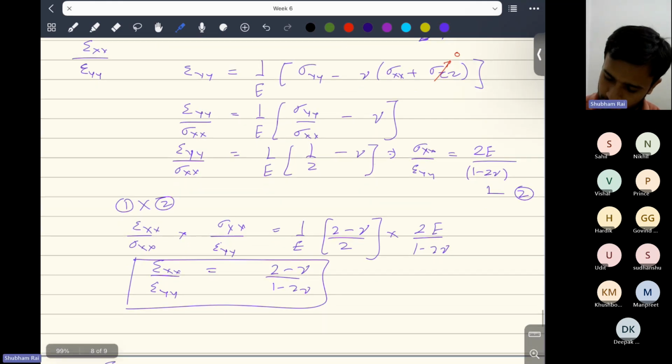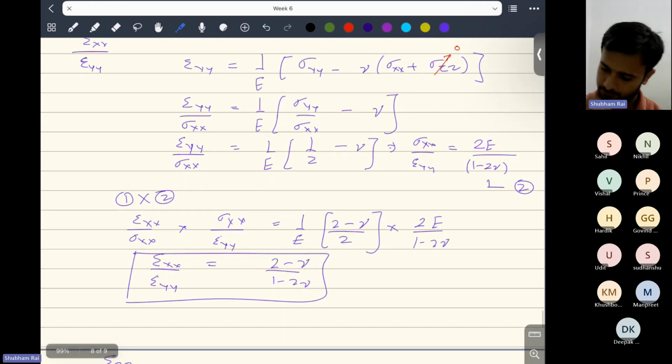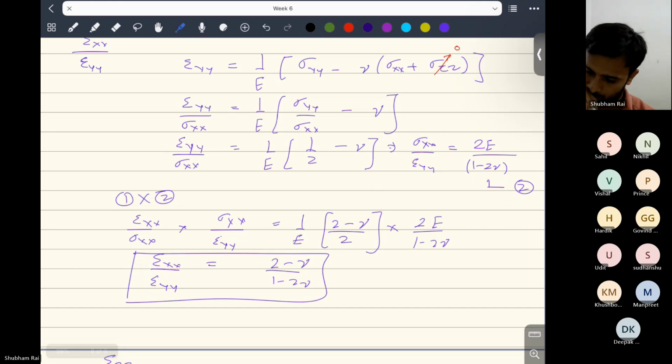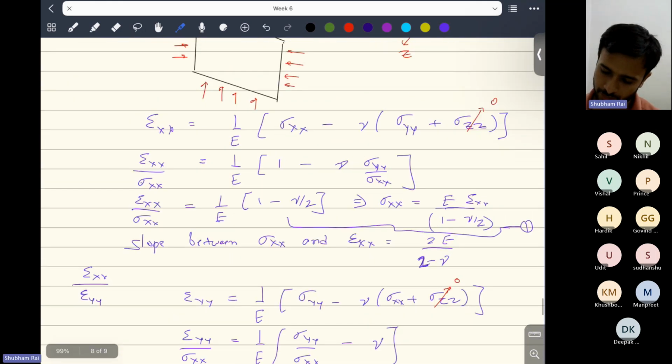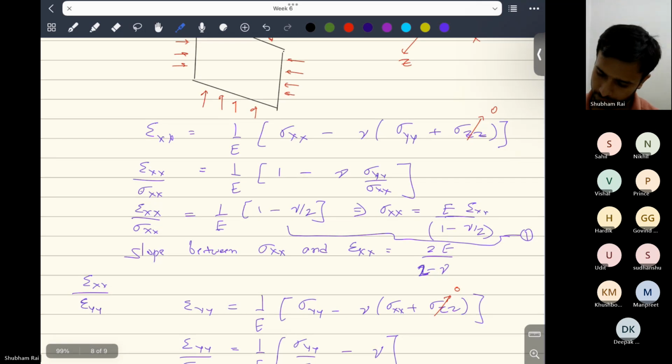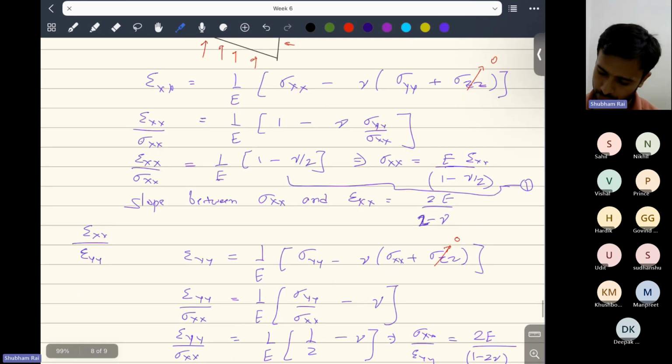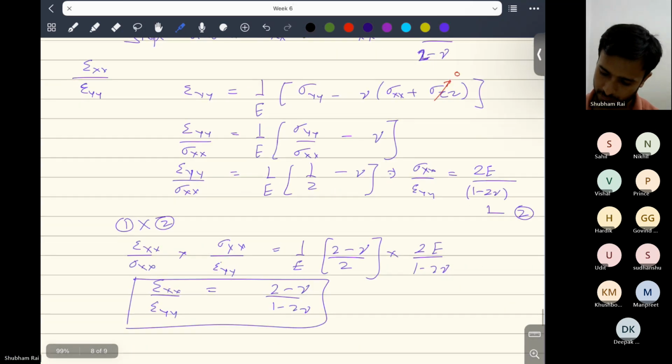1 by 2. So this will be 0 minus 2 mu by 2. This is fine. Now the above equation is fine. So this will be 2 minus mu by 2. So this is also fine, I think.